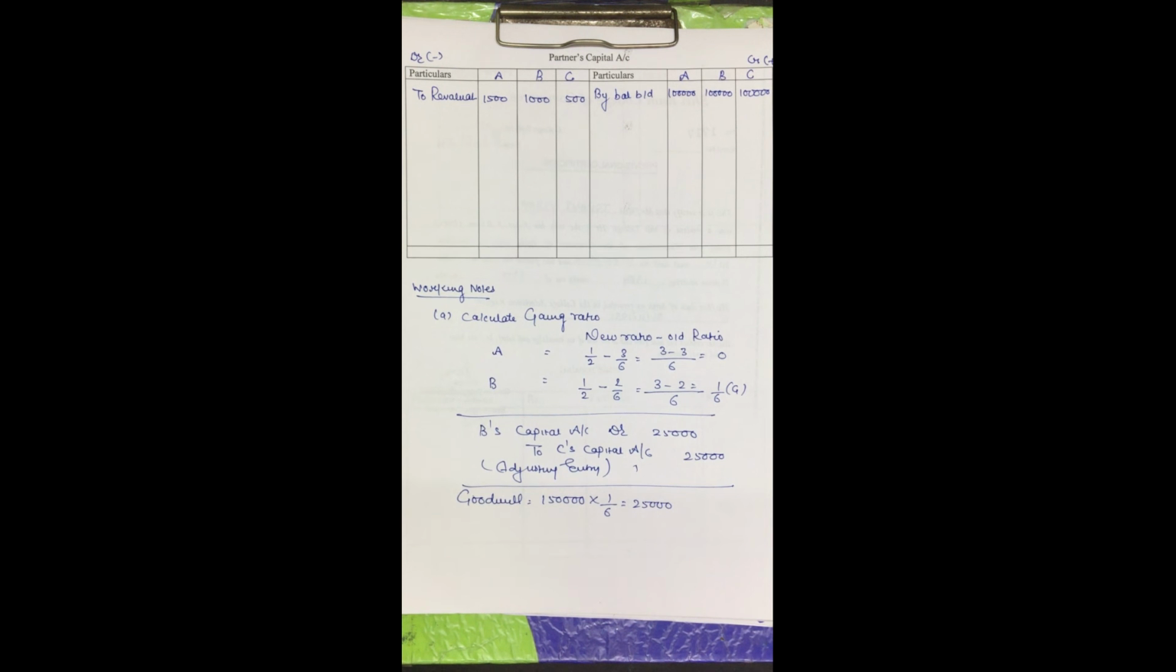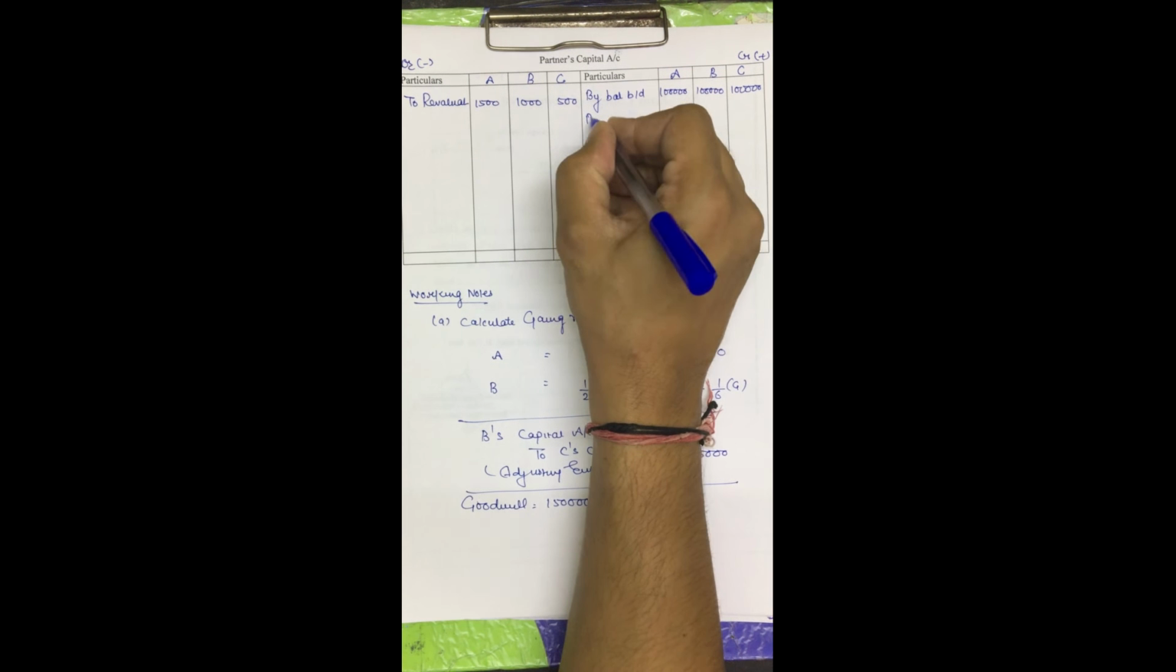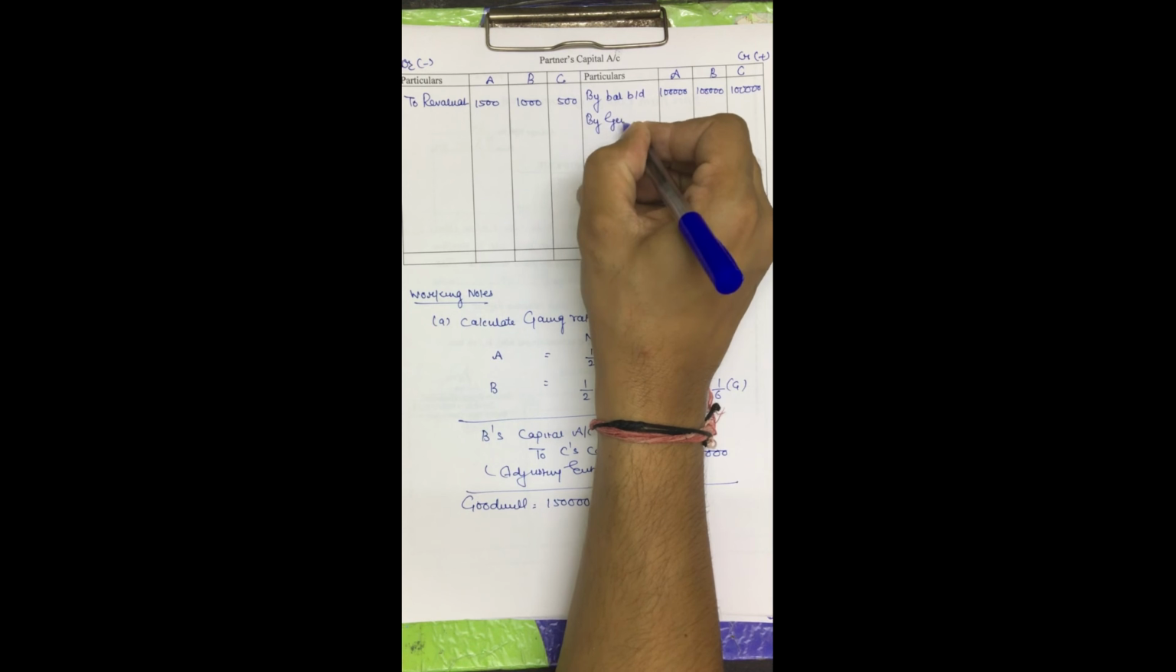First, calculate capital balance. Second, revaluation profit. Third, balance sheet asset side, and just check if there is any goodwill, profit and loss, or advertisement suspense. There is no profit and loss, there is no goodwill, and there is no advertisement suspense on the asset side. See the liability side, fourth step, and there is a general reserve of 60,000. We will put the general reserve here, by general reserve in old ratio.